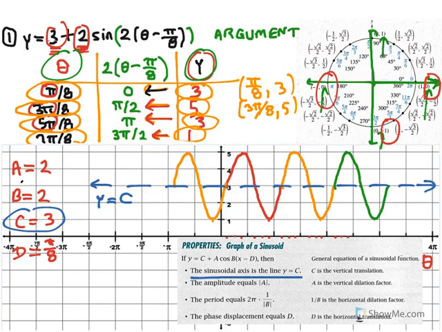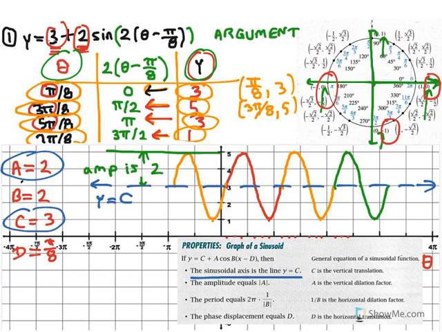I know the amplitude is equal to the absolute value of A. The absolute value of 2 is 2, and the amplitude is 2. And what do we mean by the amplitude? It is the distance from the midline axis to either a high point or a low point. So you can take a look over here. This would be the amplitude. The amplitude is 2. The absolute value of 2 is 2.